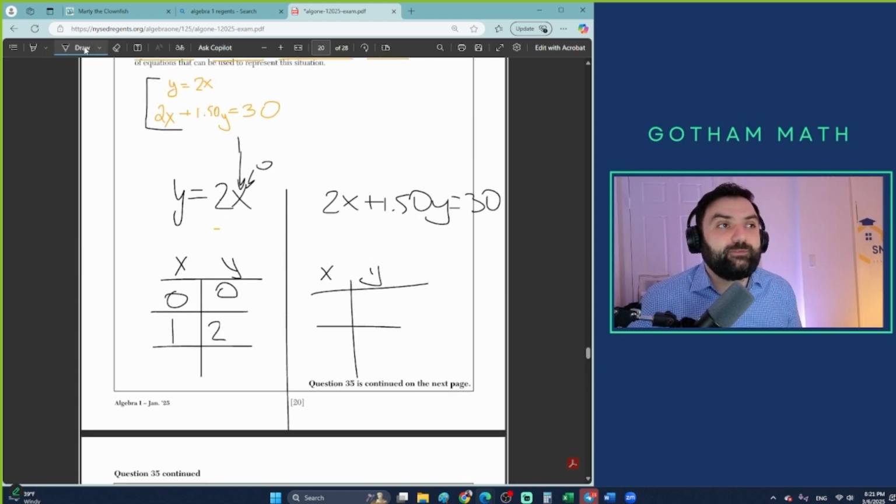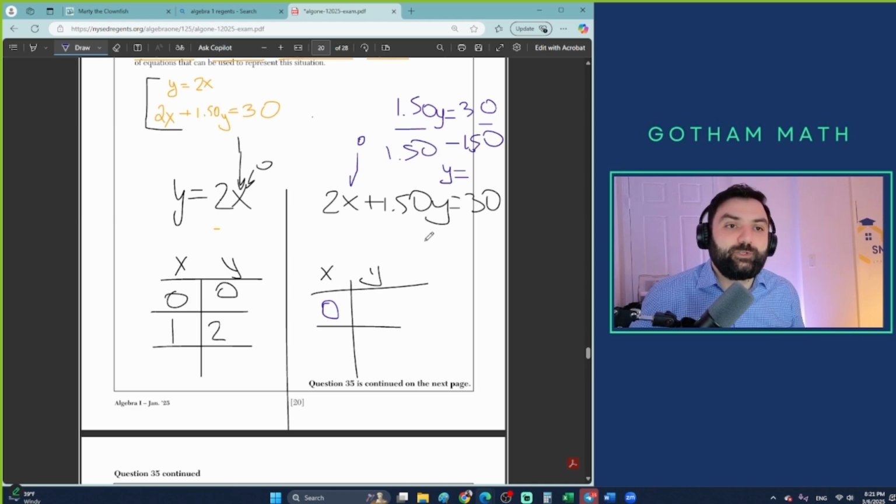All right, now the next one. I also can use a t-table here, and in this case, I like using zeros a lot. Let's say 0 for x, right? If I plug in 0 there, it's going to be 2 times 0, which is 0, and then it will say 150y equals 30, right? And when you divide both sides by 150, you'll find y is going to be 20.